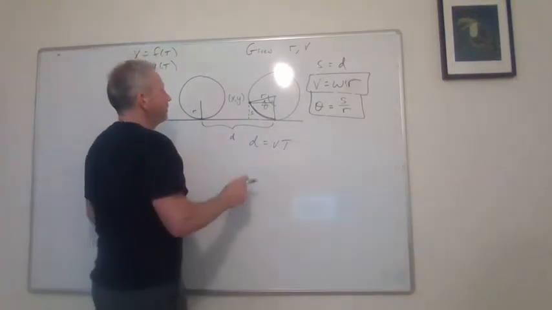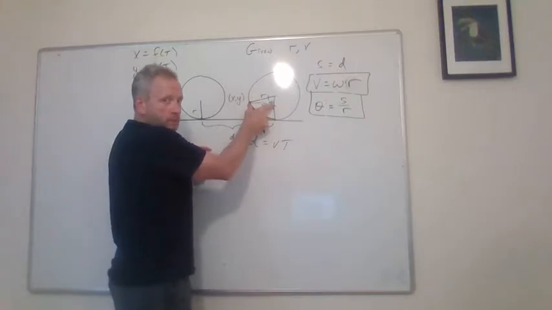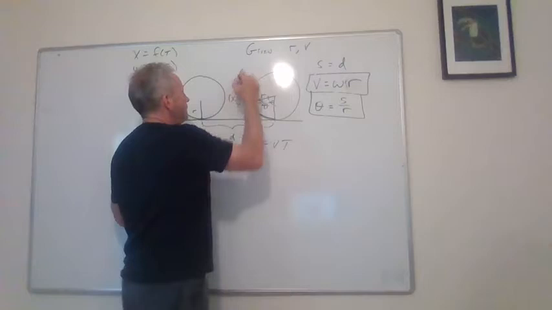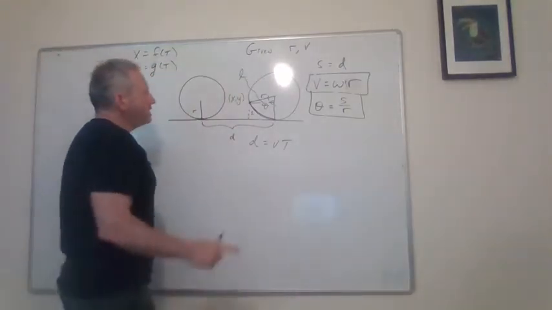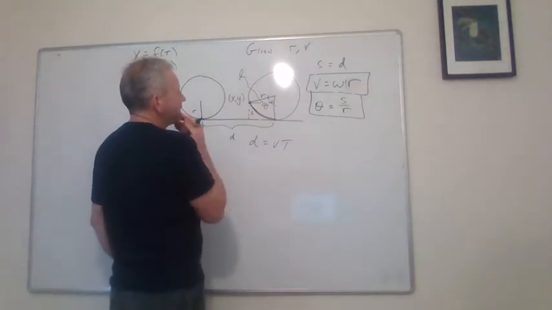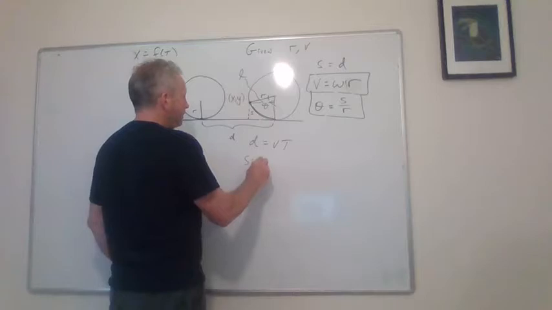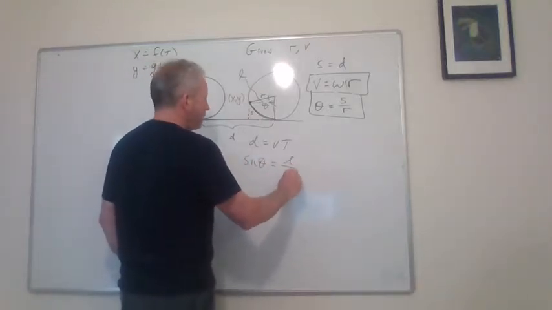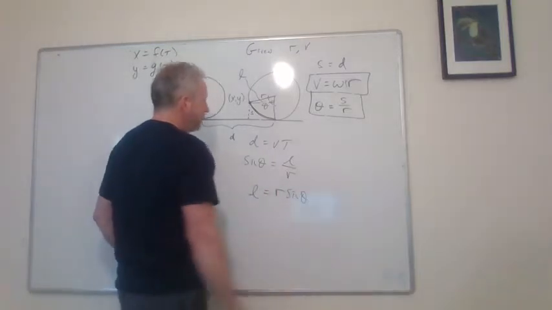This length right here, you can make a note of it on your own paper. I'm going to call this length lowercase l for L. So let's see if we can find l. Let's take a look at the picture. What comes to mind? Maybe sine of the angle. What's the definition of sine? Opposite over hypotenuse. So l is equal to R sine theta.